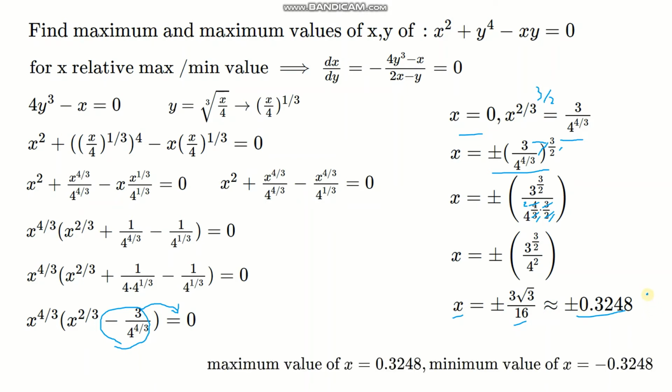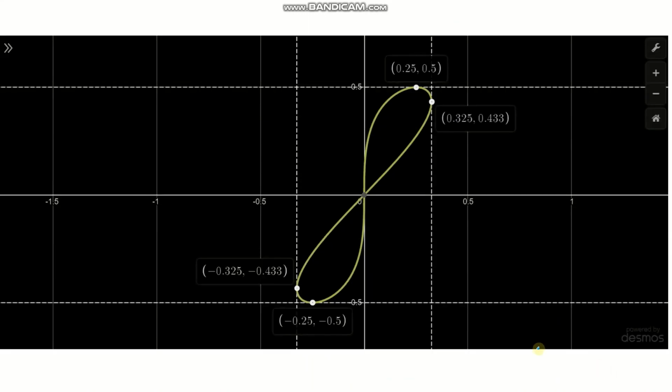So finally, we find the maximum and minimum value of x. That is a maximum of 0.3248 and a minimum of negative 0.3248. So here is the graph of our function. The highlighted points are where our maximum and minimum values are.